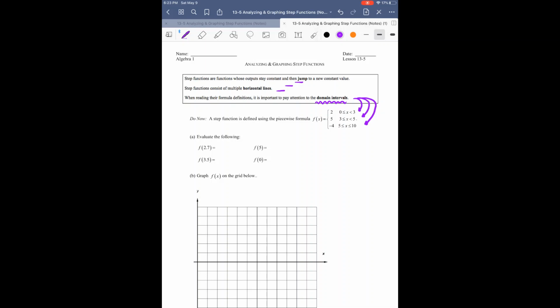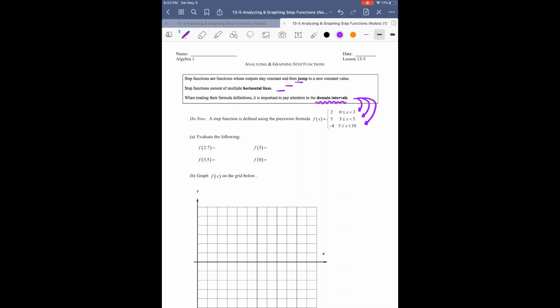Okay. At this point, I want you to take a moment and try out the do now. For part A, you're going to evaluate the following. So you want to make sure you understand where your x values fall in the step function for which outputs those x values will have. And for part B, you want to try and graph on the grid shown. Okay, so take a moment to pause the video and try out parts A and B.